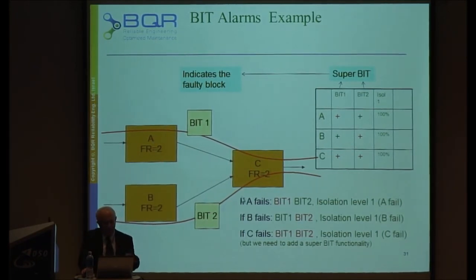So as a summary, if A fails, bit 1 is red and bit 2 is green, so isolation is to 1. If B fails, bit 1 is okay and bit 2 comes up red. So again, the isolation is to 1. If C fails, bit 1 and 2 both fail. But in this case, I need another decision maker that tells me if bit 1 and bit 2 fail, this is C.